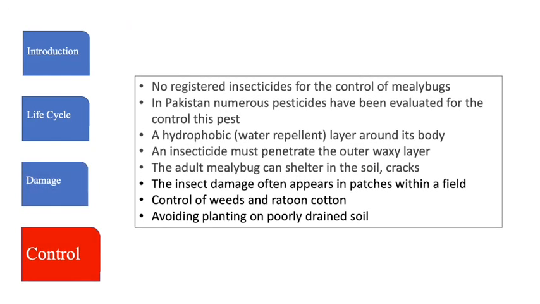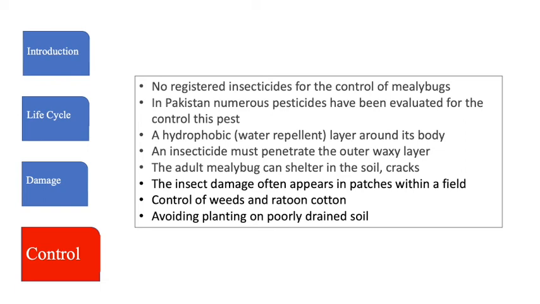There are no registered insecticides for the control of mealybugs on cotton in all over the world. In Pakistan, numerous pesticides have been evaluated for the control of this pest, but a hydrophobic layer around its body makes it difficult to control with insecticides. To achieve effective chemical control, an insecticide must penetrate the outer waxy layer. The adult mealybug can shelter in the soil, cracks, and other places where insecticide sprays cannot reach it.